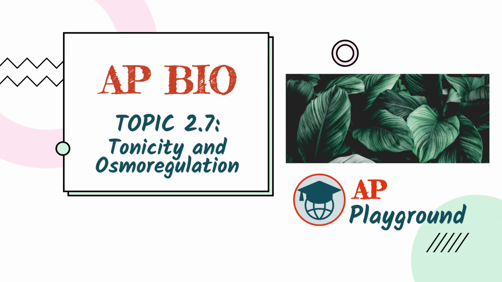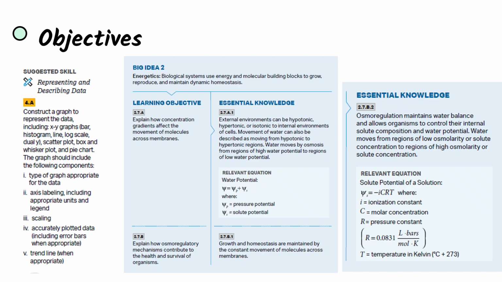Today we're covering topic 2.7, Tonicity and Osmoregulation. This is one of the more difficult concepts within AP Biology because of the equations involved, but also the numerous ways to say the same exact thing, all three of which could appear on the AP exam. But today we're going to be focusing on hypertonic, hypotonic, or isotonic environments and the movement of water between these environments. We'll also be looking at the water potential and solute potential equations.